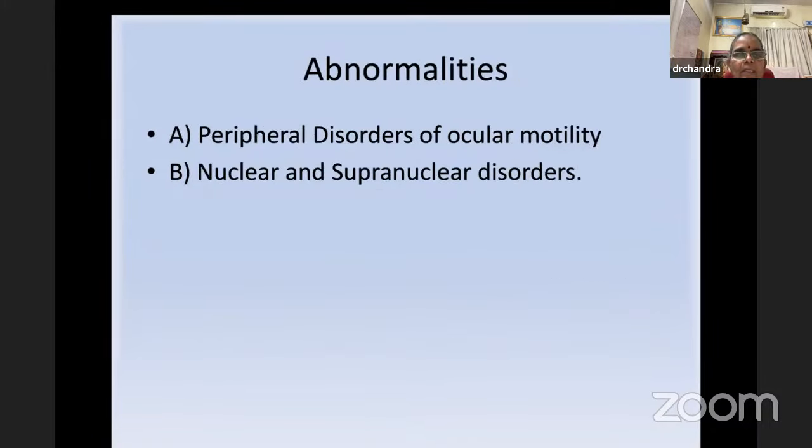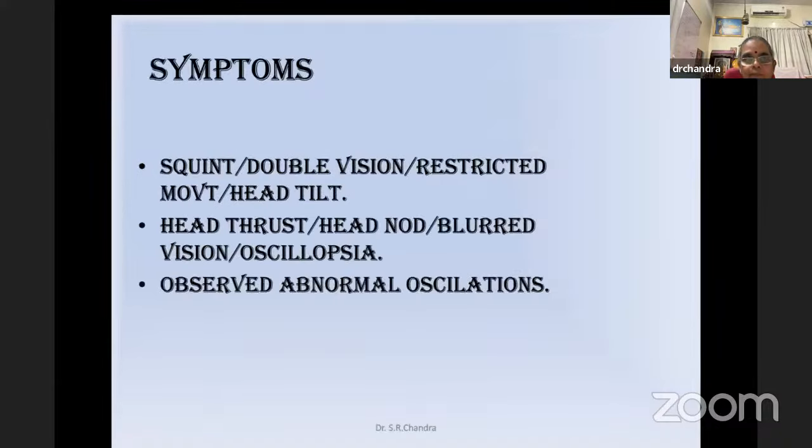So, abnormalities can be peripheral disorders of ocular motility or central disorders, that is nuclear and supranuclear. Symptoms of an eye movement problem: the patient may present with a squint, double vision, abnormal eye movement, head tilt, head thrust, or head nod. To fixate the object, they may have head thrust or head nod. They may have blurred vision, or shaky vision or oscillopsia, and they may have abnormal eye movements which are visible.